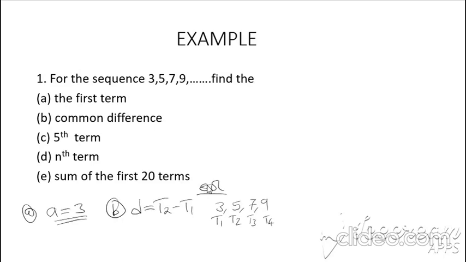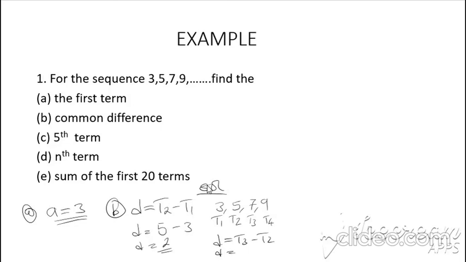Now let's solve, since we have the data. Common difference is equal to T2, which is 5, the second term, minus the first term, which is 3. What is 5 minus 3? That's 2. That's how you solve it. Or the other way: we said we can use this one or the other one, and you still arrive at the same answer. So common difference is equal to T3 minus T2. So what is T3 here?